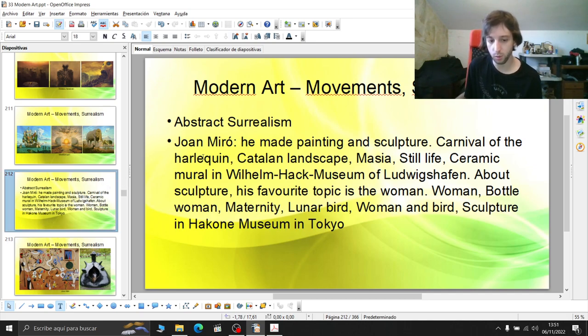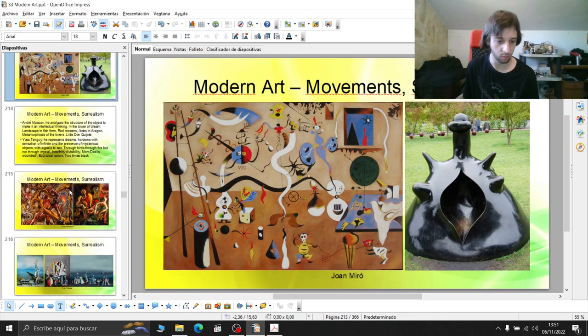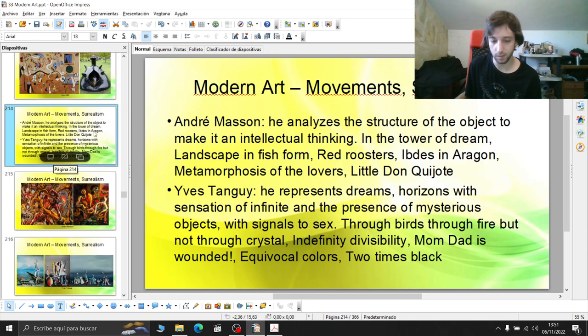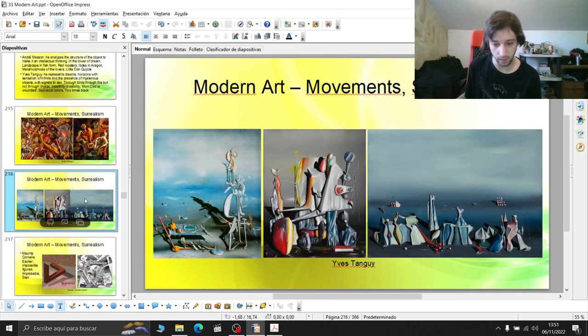Abstract surrealist Joan Miró. He made painting and sculpture. Here you see one of the paintings and one of the sculptures. André Masson analyzes the structure of the object to make it an intellectual thinking. Yves Tanguy represents dreams, horizons with sensation of the infinite, and the presence of mysterious objects with signals to sex.